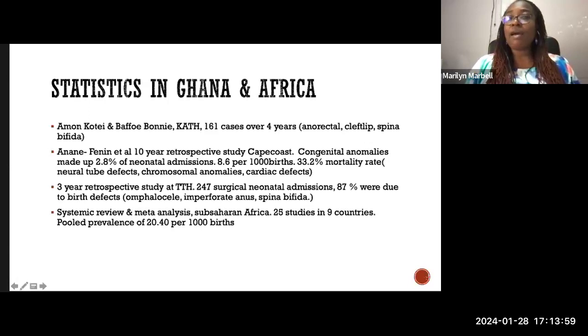And then sub-Saharan Africa, there was a systematic review or meta-analysis in sub-Saharan Africa. They looked at 9 countries in the region, looked at 25 studies, and came with a pooled prevalence of 20 per 1,000. This is just to tell us that it is significant. It's not rare. It's not rare at all. Okay.